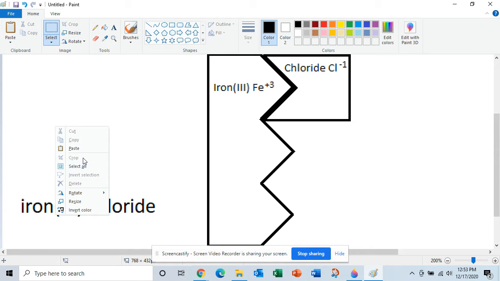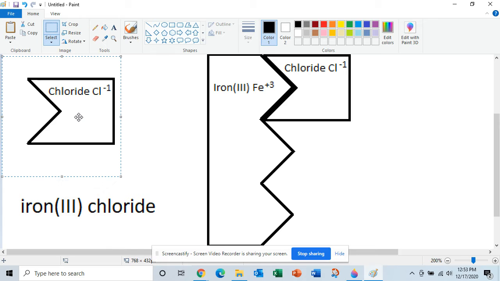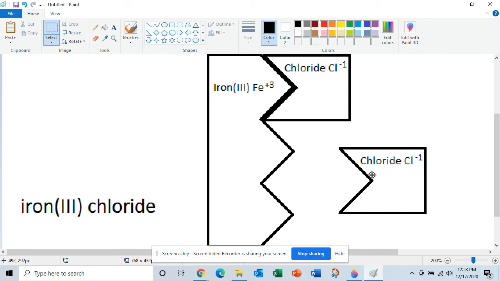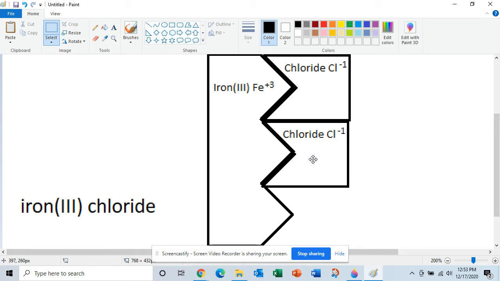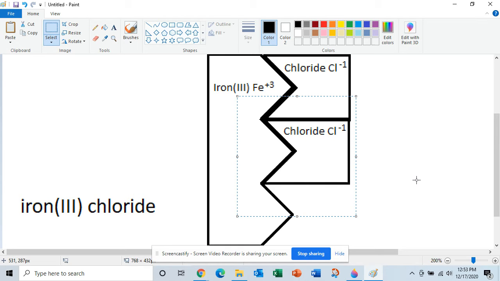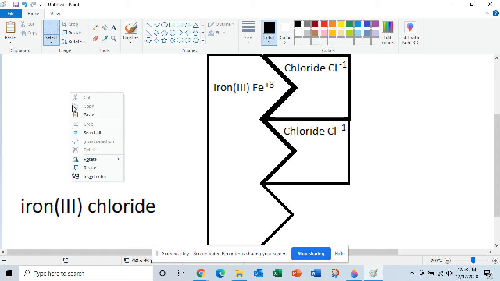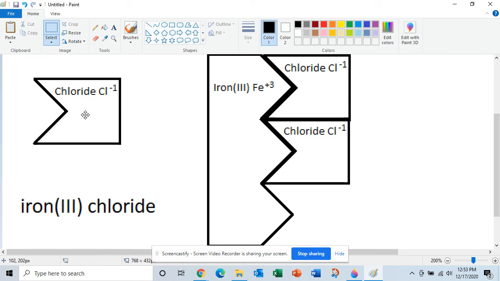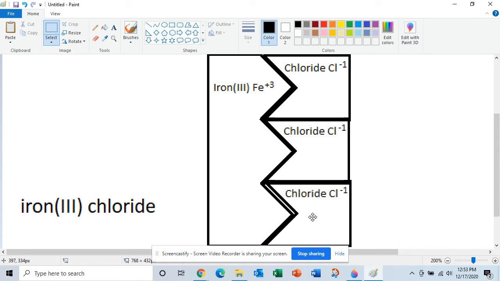So, in other words, I need to have another chloride ion, which I can fit right here. And of course, that still doesn't do it because I still have a peak down here that's not covered up. So I, in fact, need another chloride ion. And now, finally, with all of this together, I've got all the peaks and all the valleys covered up, and I've got my complete rectangle.